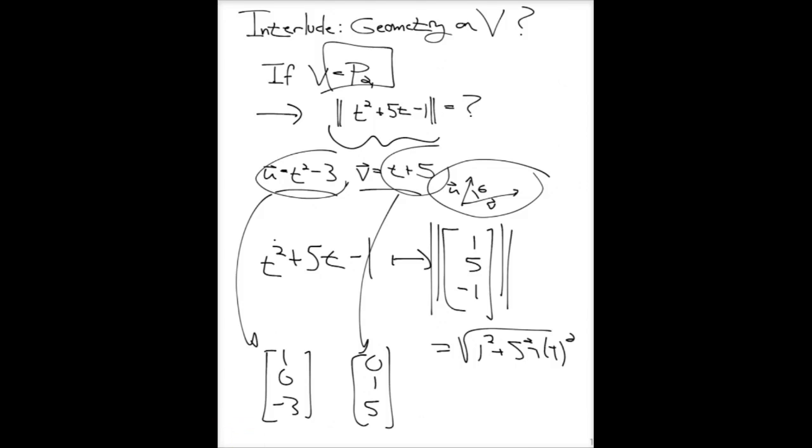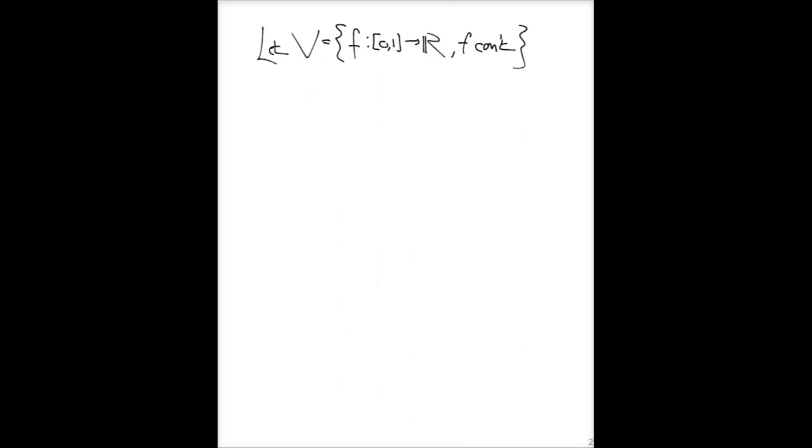But what about vector spaces which aren't necessarily finite dimensional? For example, the vector space we saw previously: let V be the vector space of all continuous real-valued functions defined on the interval from 0 to 1. What would it mean to ask what the length of a function is? Or what would it mean to ask what the angle between two functions is? And it's these questions which we will answer using the notion of the inner product on V.